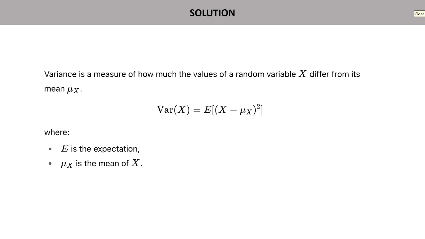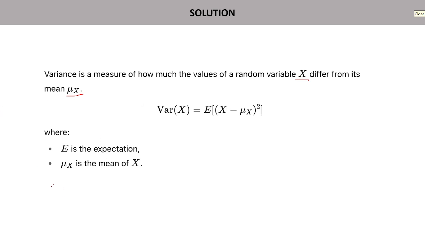Variance is a measure of how much the values of a random variable, which is x, differ from its mean, which is represented by mu x. This is the definition of variance: if there is a variable x that is part of a data set, and the mean of that variable is mu x, then how much difference there is between the mean mu x and the variable x is called the variance.